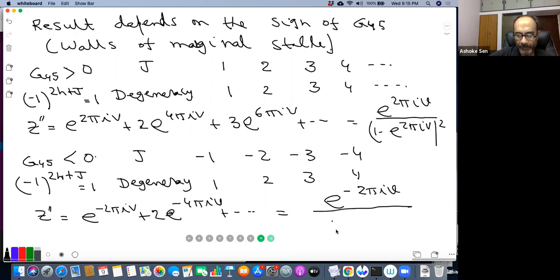Okay, so the spectrum is genuinely different on the two sides. And that's what we expect. Across walls of marginal stability, the spectrum should jump. But what is peculiar about this is that these are actually the same functions.